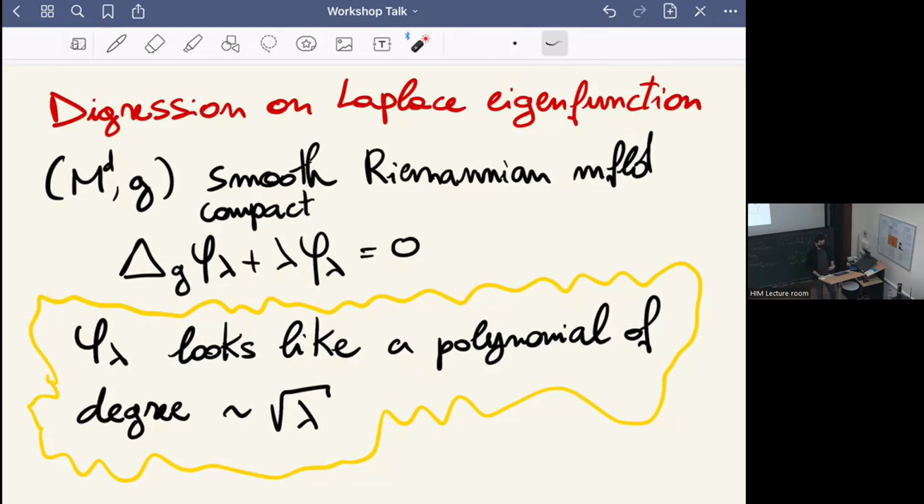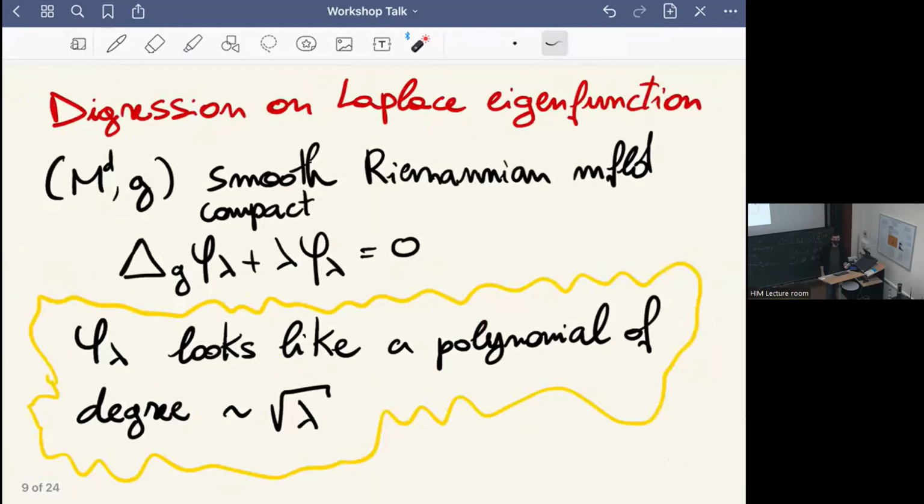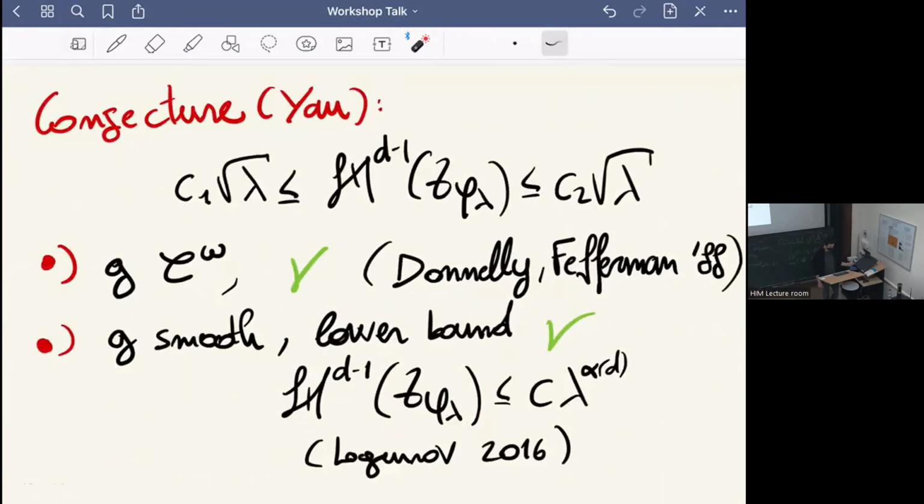Eigenfunctions look like polynomials, so the big conjecture of Yau, you can think of it as a vast generalization, albeit less precise, of the fundamental theorem of algebra, if you will. It says that the (d-1)-dimensional Hausdorff measure of the zero set should be bounded above and below by a constant times square root of lambda. Note that in the problem that I studied, the Steklov problem, I had lambda here, not the square root of lambda. This is the scaling of the equation. The Steklov problem scales like a first order problem, while this is a genuine second order problem. But anyway, this is the right scale.